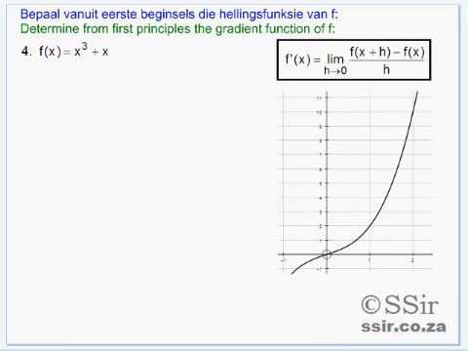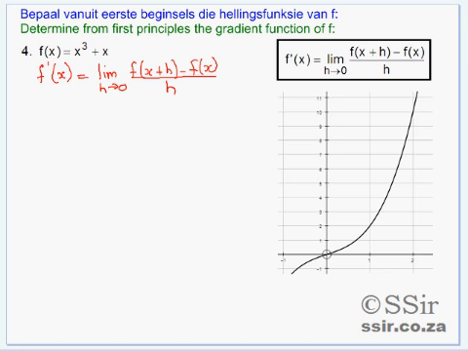The question can be stated, determine from first principles, and remember, first principles implies that we must use this formula, the gradient function of f, and here f has been given. It's exactly the same one as we've just worked with in the previous example. But now, we are not given a point at which to calculate the gradient. We must calculate the gradient at any point x. To do this, we will use the same first principles formula. The value of f of x plus h we must determine for this function f and also f of x, which is exactly x cubed plus x.